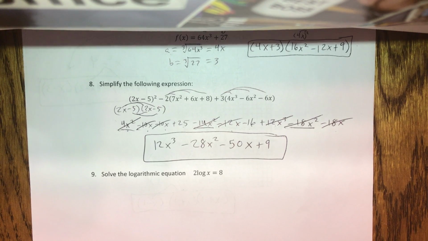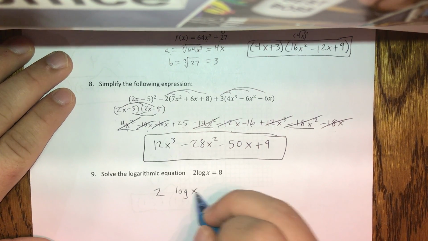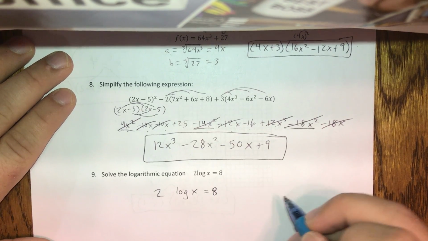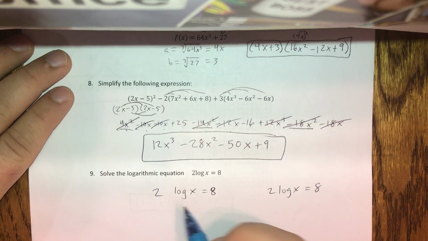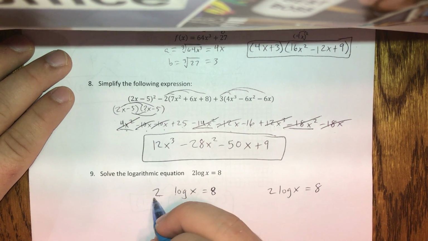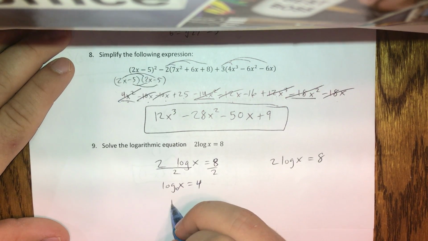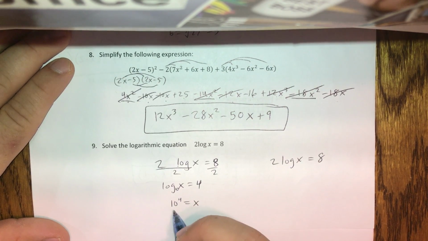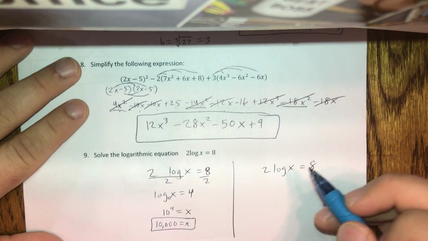Solve the log. There's 2 ways you can do it. I'll show both ways. And so 2 log x equals 8. All right, so the first way, I think the easiest way, this 2 is being multiplied to the log. To get rid of that 2, we'll divide by 2. And so we get log x equals 4. If there's not a base written, the implied base is always 10. And so to rewrite this as an exponential would be 10 to the 4th equals x, which would be 10,000 equals x.